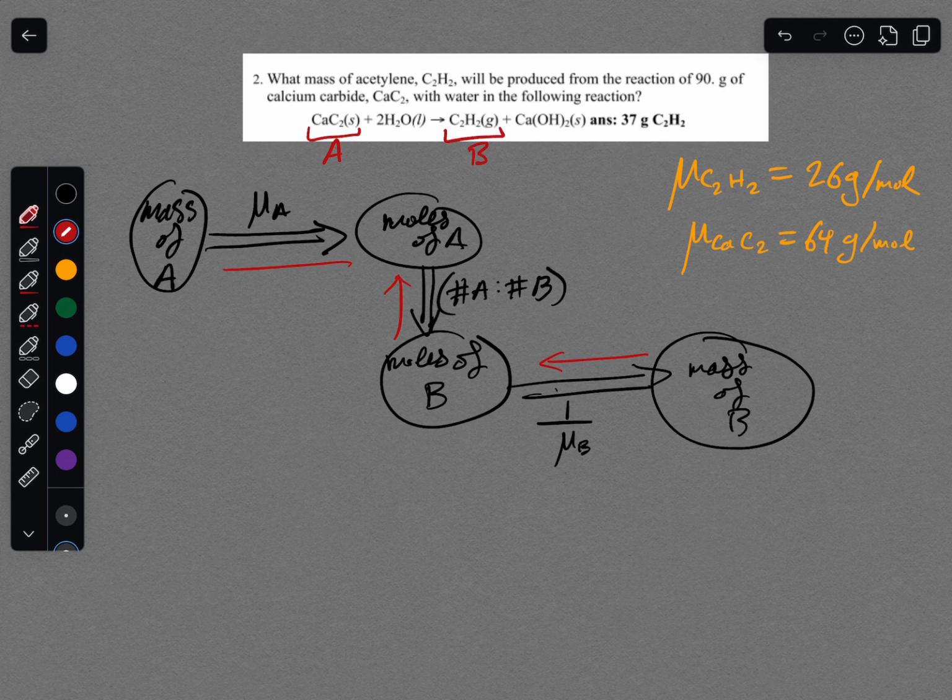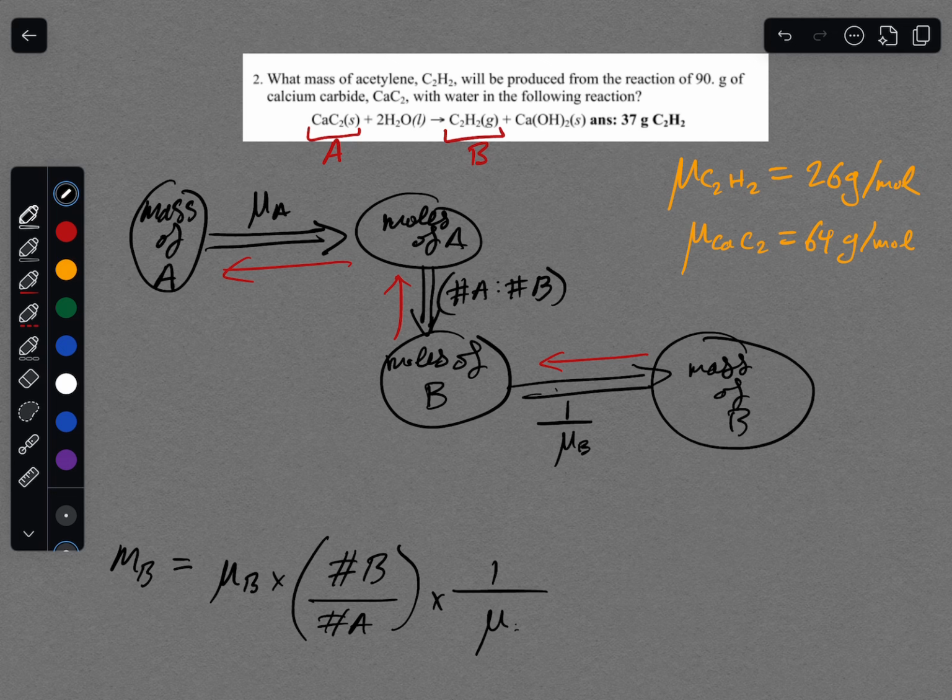going like this, you would get something like, okay, mass of B is equal to the mu of B times the ratio, the mole ratios of B to A, times 1 over the molar mass of A times the mass of A.